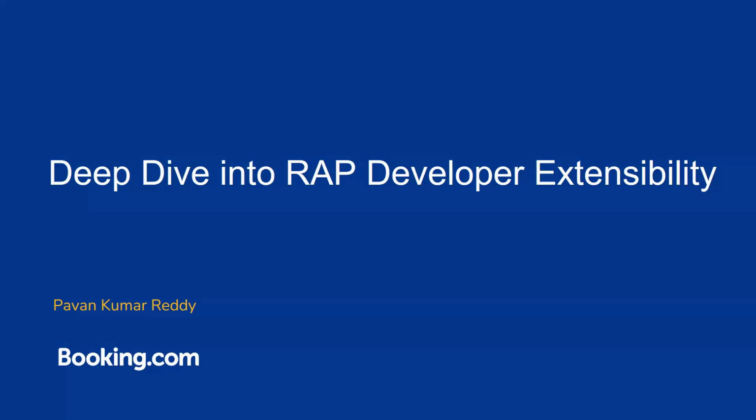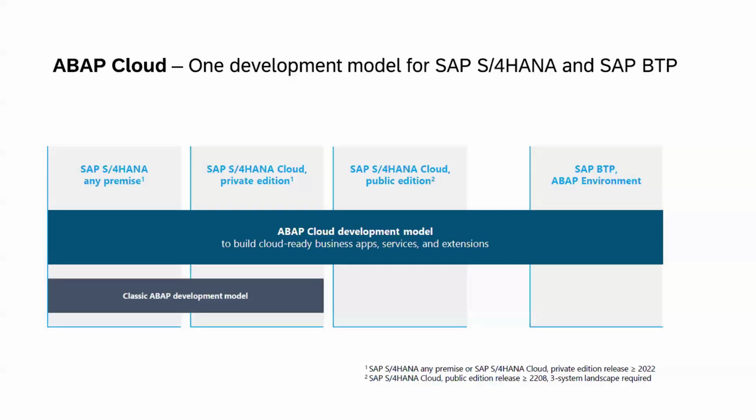So let's check what this deep developer extensibility is about and how it works. I have some refresher slides here. These are the slides which you have seen in the keynote as well. I wanted to just give an overview of what RAP is first and then the corresponding architecture.